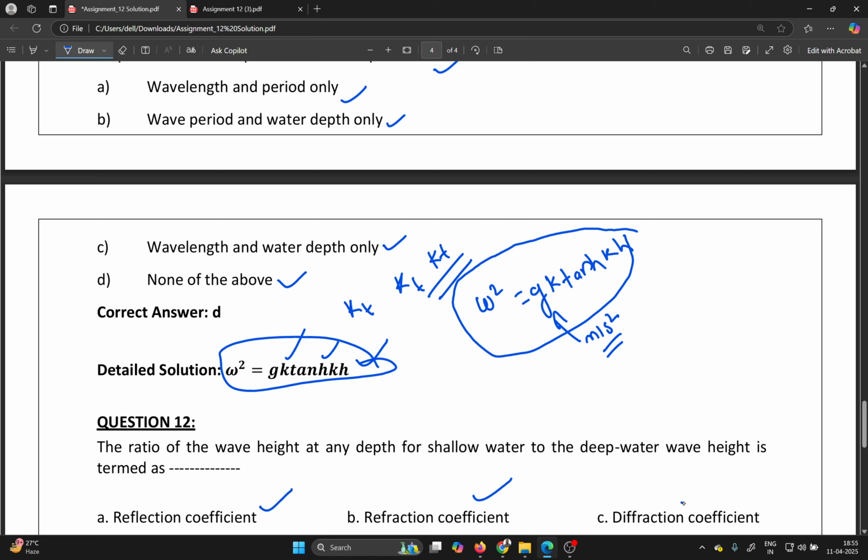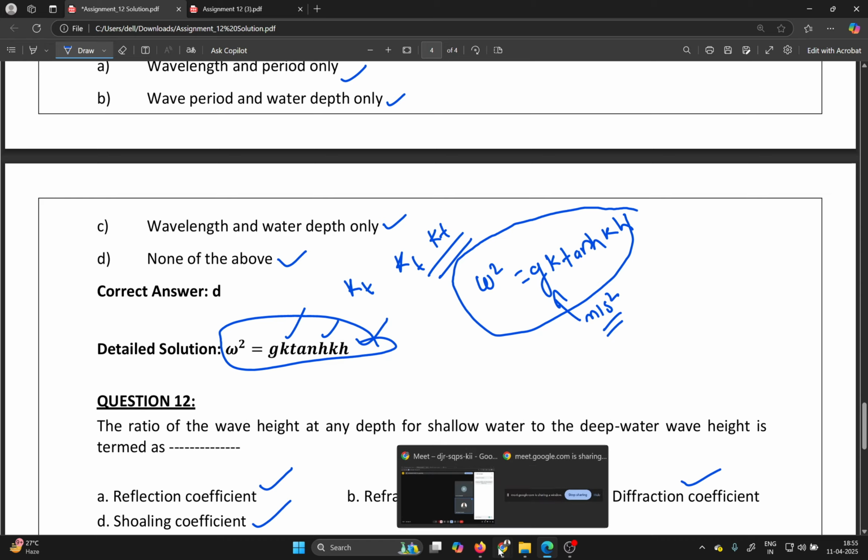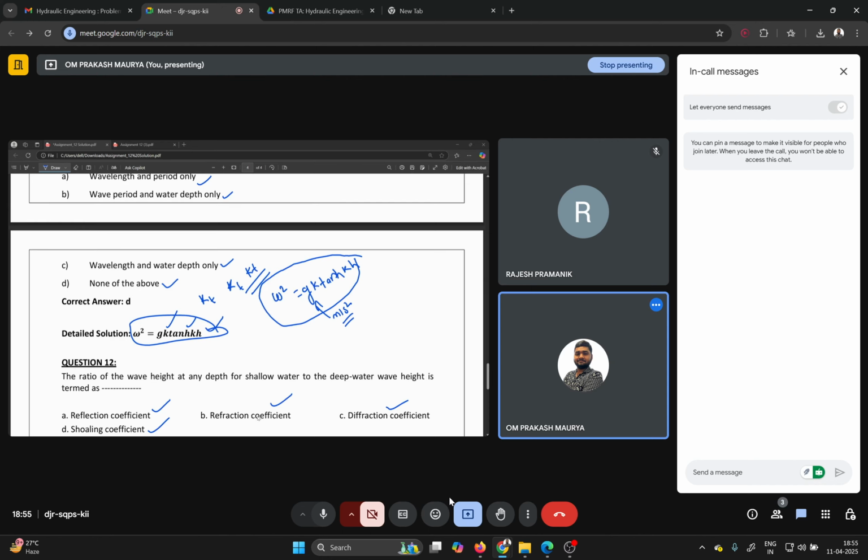refraction coefficient or diffraction coefficient. Which option will be correct? And another one, option D should also be there. Yes, and shoaling coefficient. So which option will be correct for question number 12? Please try to understand the question and then try to write your answer in the chat box. You have another 2-3 minutes.